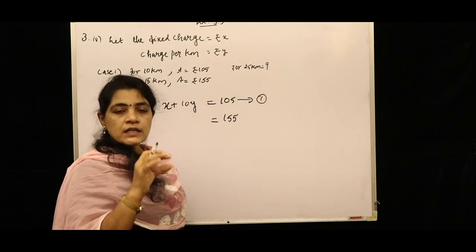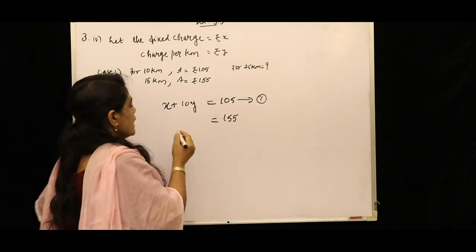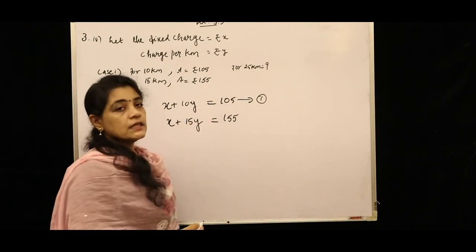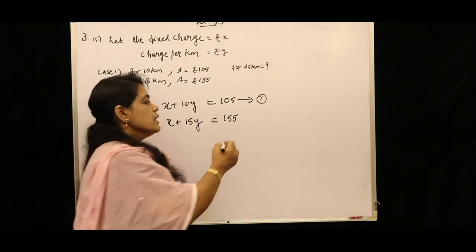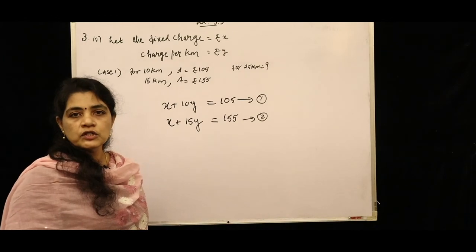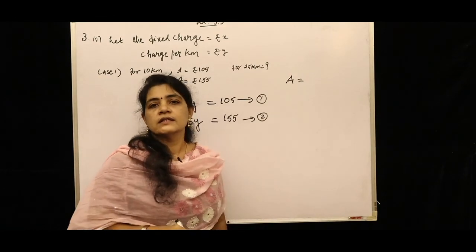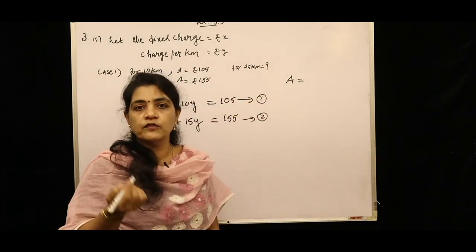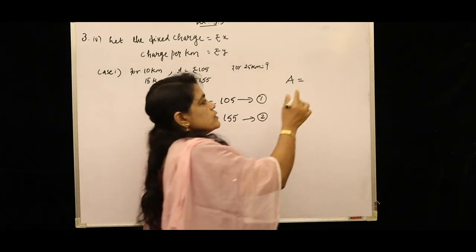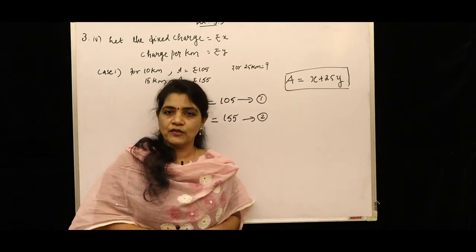For this also, it is the combination of a fixed charge as well as the charge for 15 kilometers. x is the fixed charge and for 15 kilometers, the charge per kilometer is y, so 15y. Let it be equation number 2. The same way we can form the equation for the amount for a 25 kilometer journey. Whether 10 kilometers or 15 kilometers, it includes the fixed charge plus the charge per kilometer. So the amount for a 25 kilometer journey is x plus 25y.